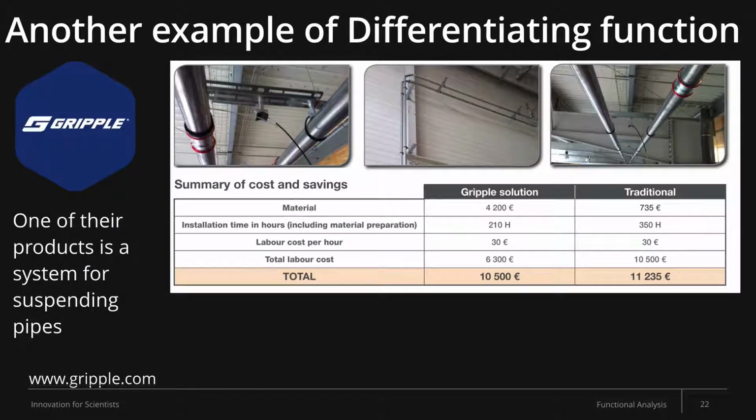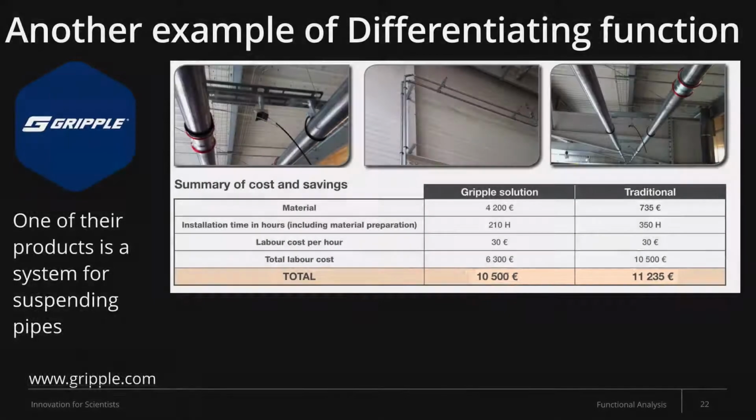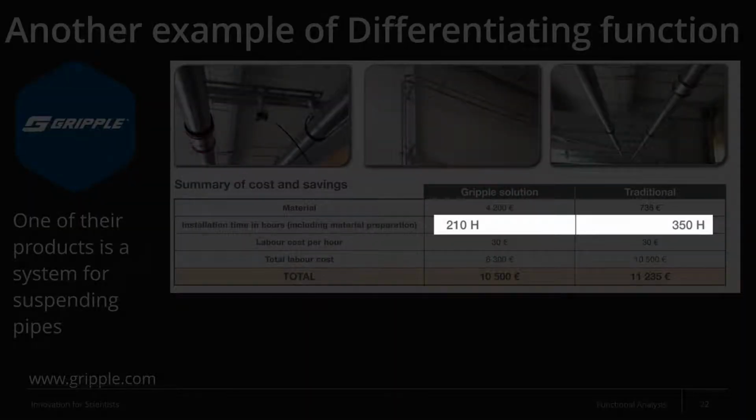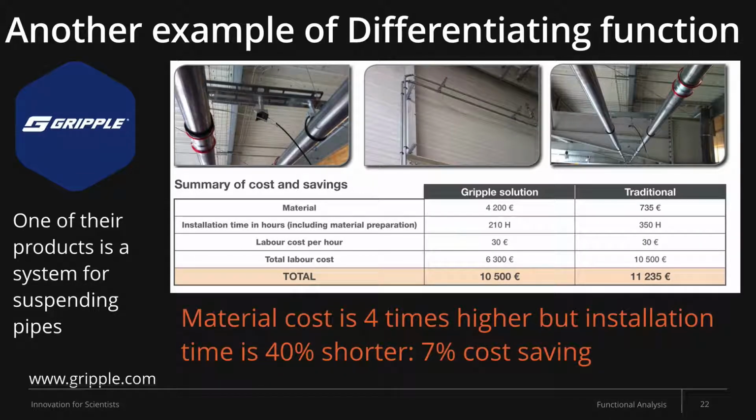Where is the differentiating function? It's actually the price, not the cost of the system itself, but the total cost when you include the time to install the system and compare it with the competition. The system itself is more expensive, but because it's easier to install and can be done in a shorter time, overall, the total cost is reduced by 7%.